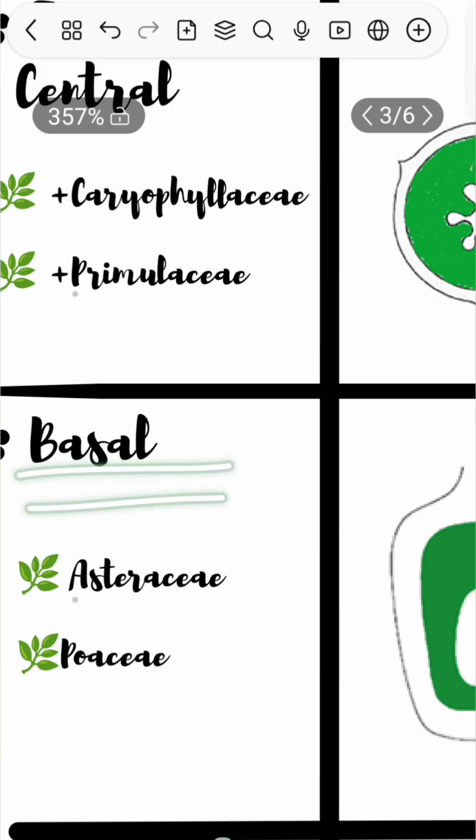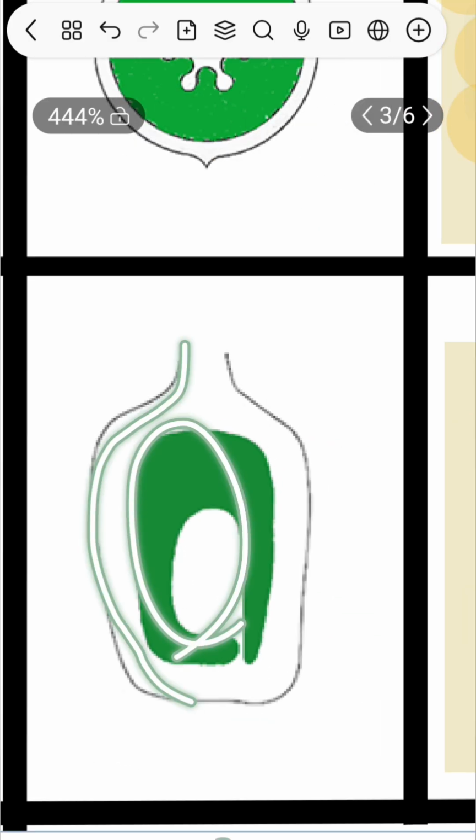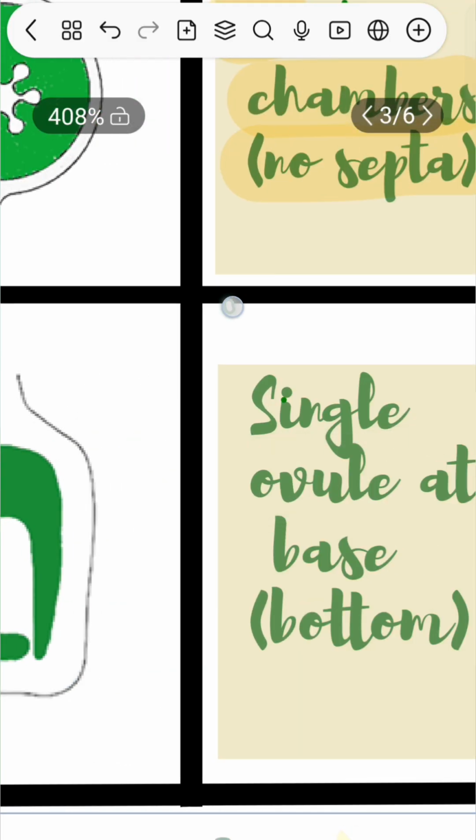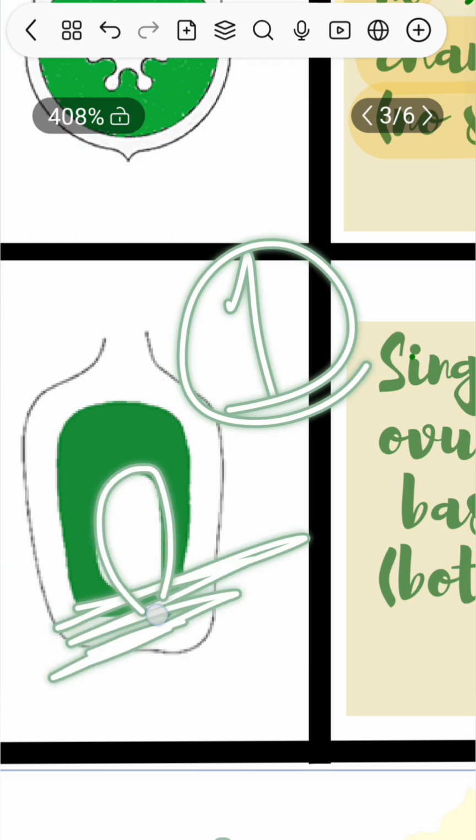And the last placentation is basal. Very, very easy. See, you can see the chamber. Only one ovule will be there. A single ovule. Only one ovule will be present at the bottom base.